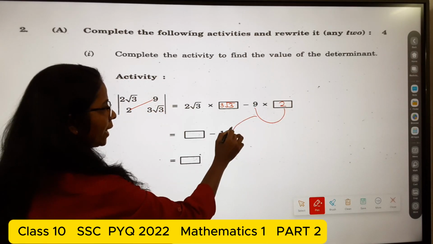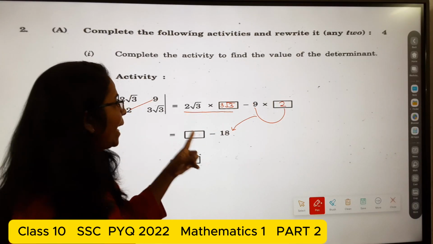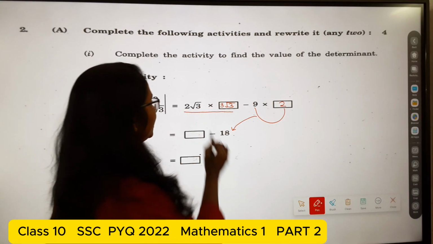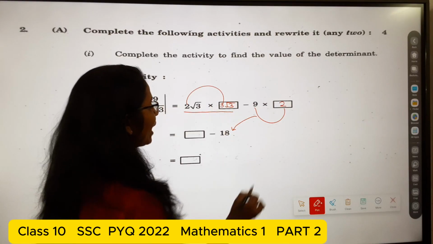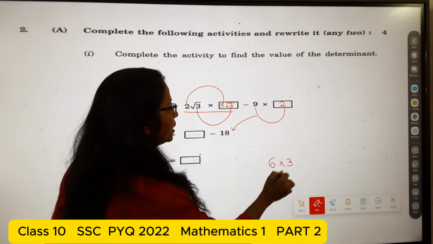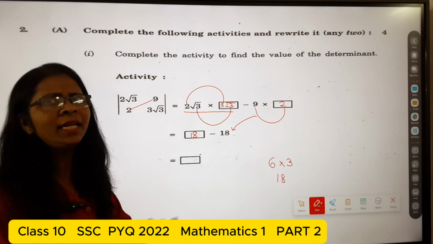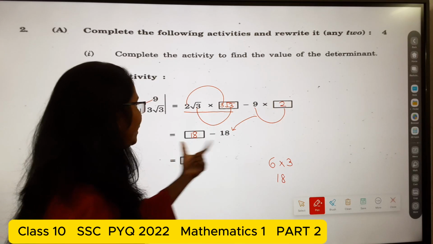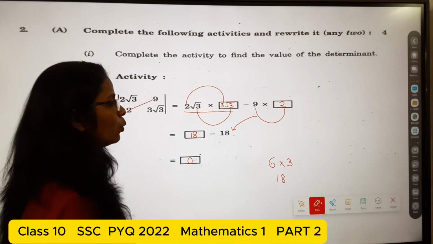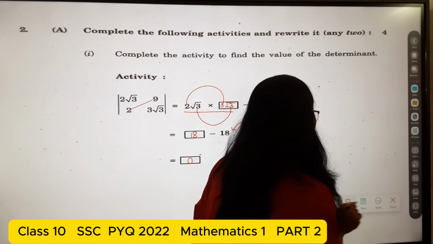So here we have to write the answer in this box. First you do 2 multiply 3, that is 6, and root 3 multiply root 3, that means 3, and that means the answer is 18. So we write here 18, students. Very easy process. Do not jumble it. So 18 minus 18, that is 0. So the activity is complete and you may get the 2 marks. Very easy question, students.